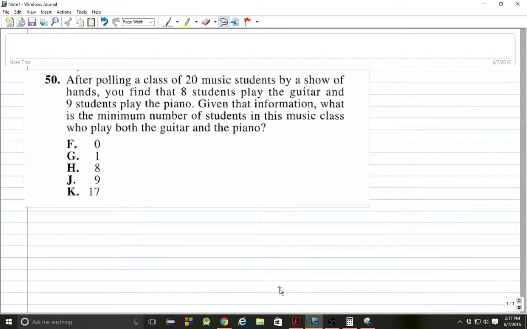Okay, so let's start. After polling a class of 20 music students by a show of hands, you find that 8 students play the guitar and 9 students play the piano. Given the information, what is the minimum number of students in this music class who played both the guitar and the piano?